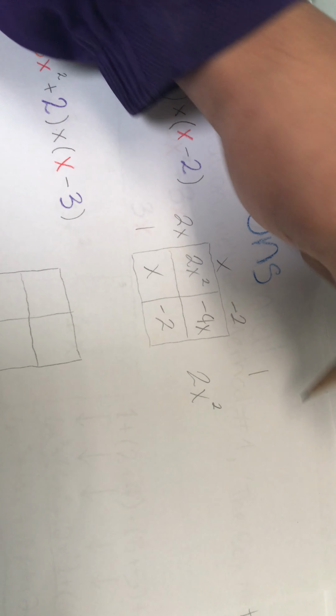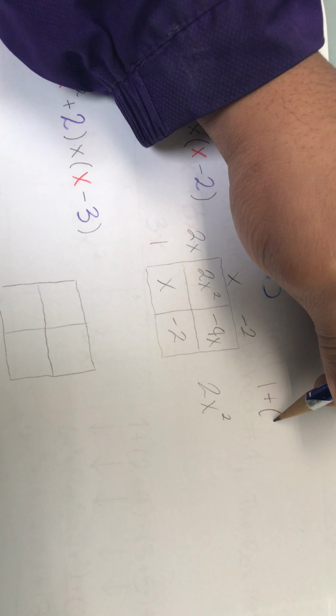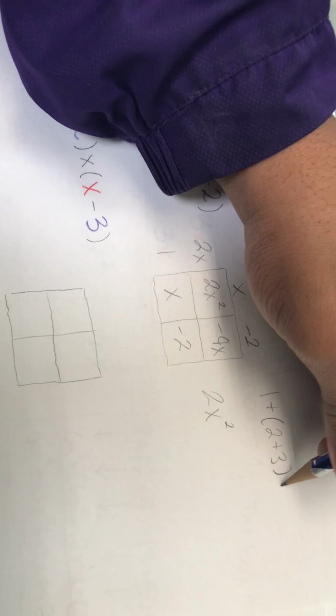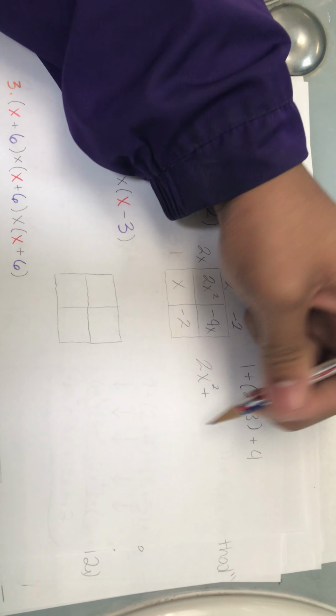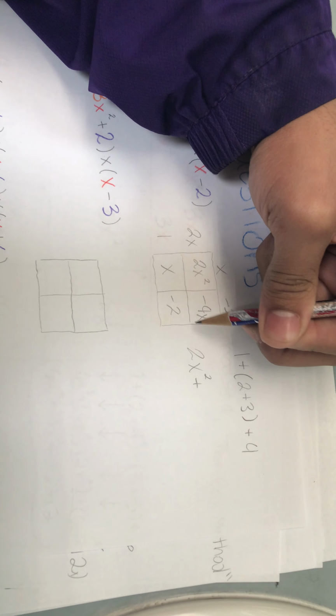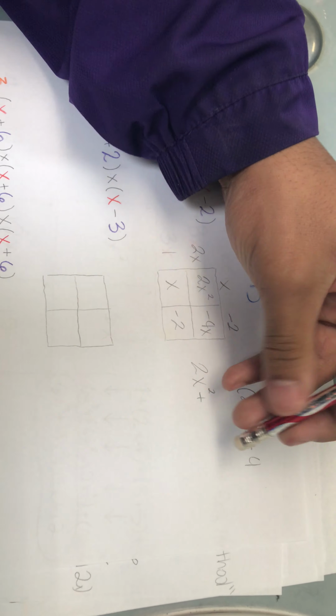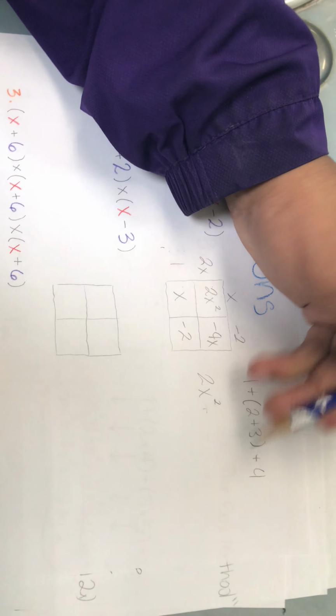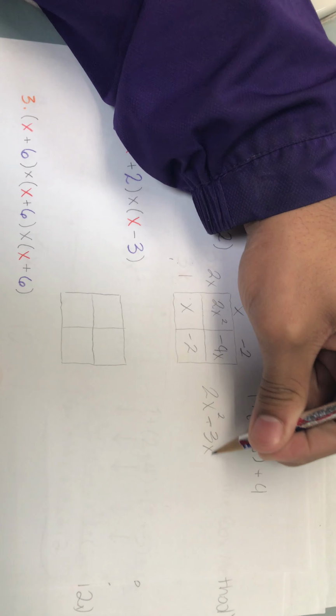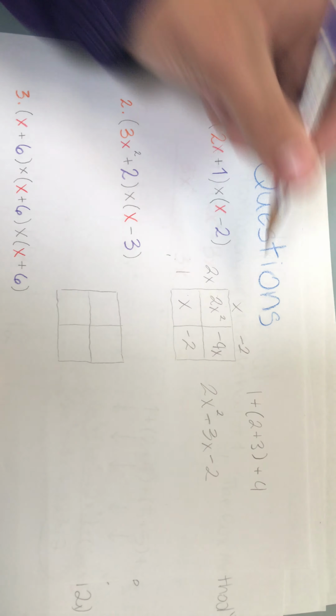Just remember your equation. What is it? 1 plus, in parentheses, 2 plus 3 plus 4. And we're going to just plug and check. Plug and check. Negative 4x plus x is negative, oh, that'd be a negative, my bad. Negative 3x and minus 2 from here.